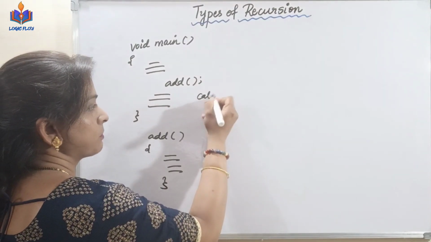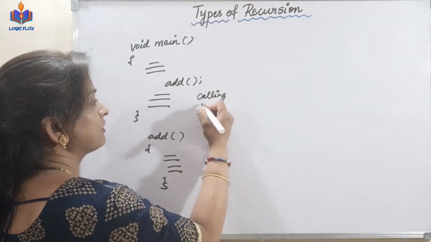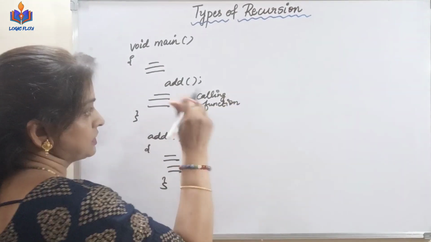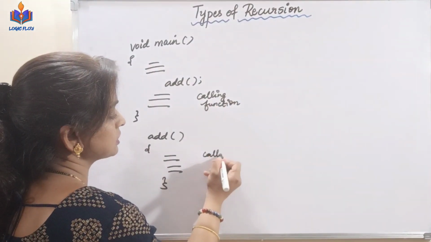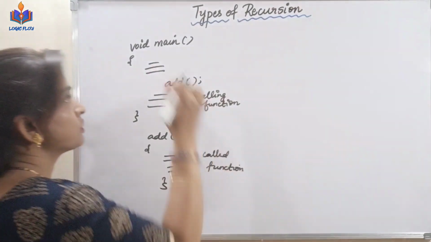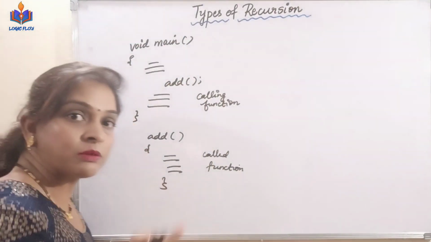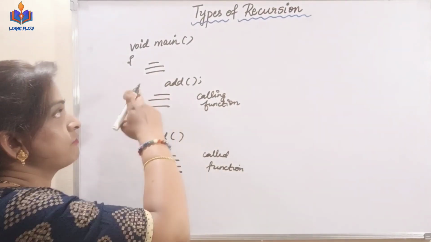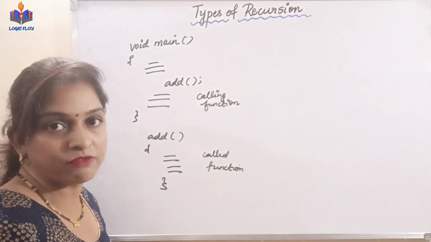We have discussed all these basic things in the previous video itself. Please do check the playlist. This is the calling function and this is the called function. So we have the main function, and one more thing you should remember is that execution always starts from the main function and it ends in the main function itself.